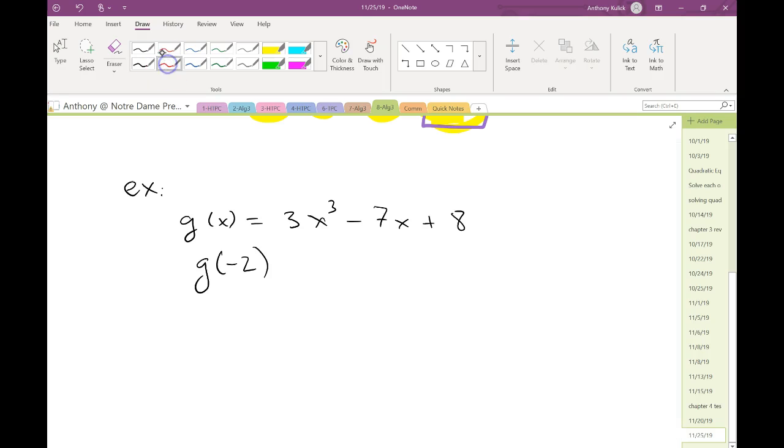So let's say we have g of x equal to 3x cubed minus 7x plus 8, and I want to do g of negative 2. So I'll start by drawing my bar. What number is going to go on the outside? Negative 2 goes on the outside. And what are the numbers that are going to go on the inside? Tell me.